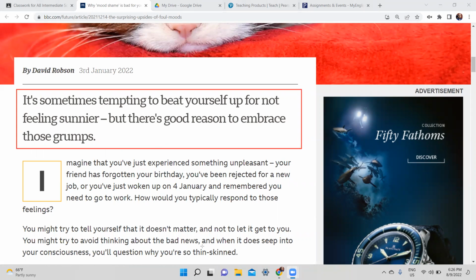It's sometimes tempting to beat yourself up for not feeling sunny, but there's good reason to embrace those grumps. Good. Now, let's analyze this. I'm going to ask some questions and let's first understand some words. What is the meaning of grumps? Also, you can try to explain with other words using English.